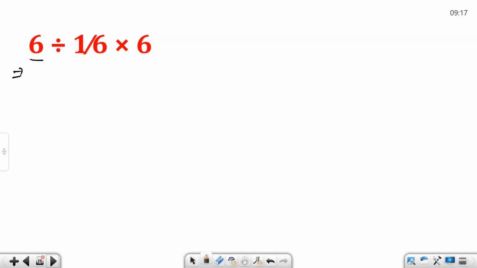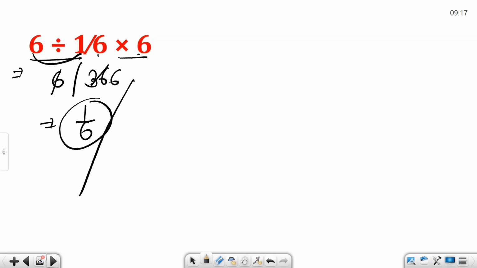Today's question is 6 divided by 1 over 6 times 6. 6 divided by 1 over 6 is 36, and 36 divided by 6 is 6 times, so 1 over 6 is the answer, but this is the wrong answer. Now, let's rewrite the question.